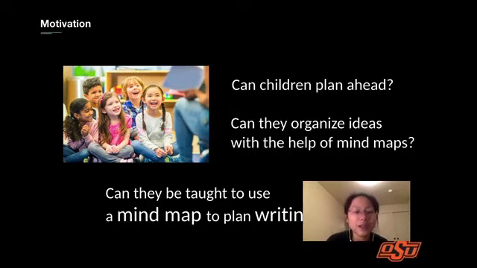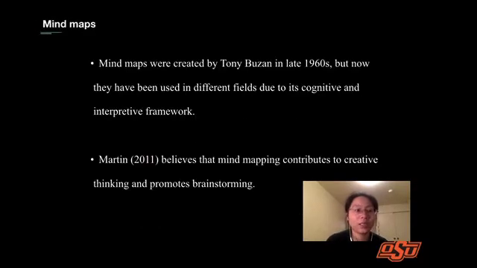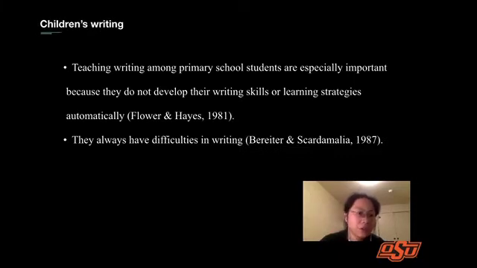And I also find mind mapping and children's writing has been researched for a long time, and they are very important. First of all, let's have a look at mind maps. Mind maps were created by Tony Buzan in the late 1960s, but now they have been used in different fields due to its cognitive and interpretive framework. Martin believes that mind mapping contributes to creative thinking and promotes brainstorming. So see, mind mapping is a really very good cognitive tool to organize our ideas and to enhance our creative thinking. Now let's come to children's writing.